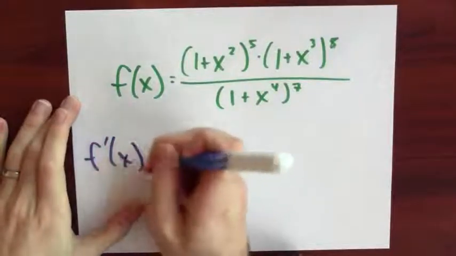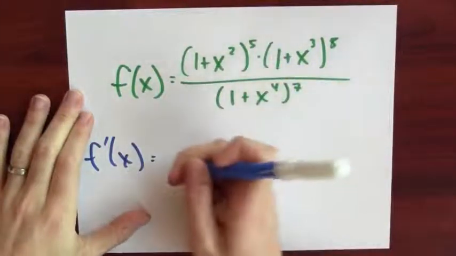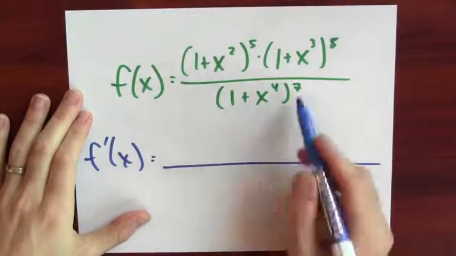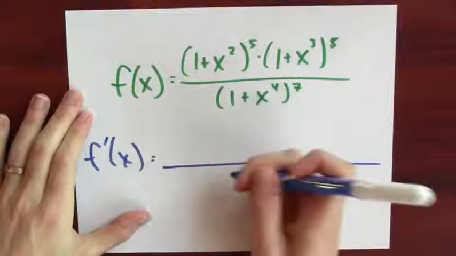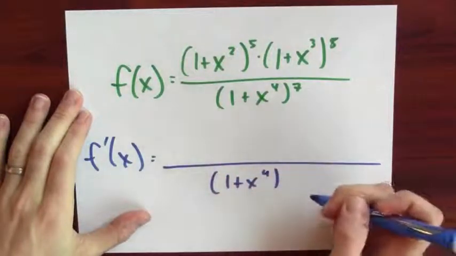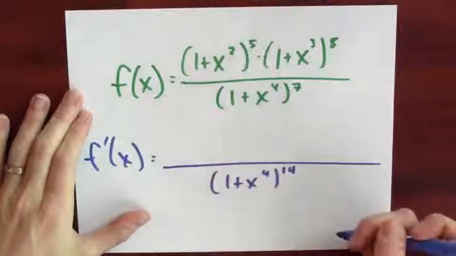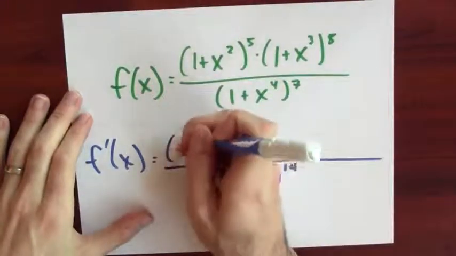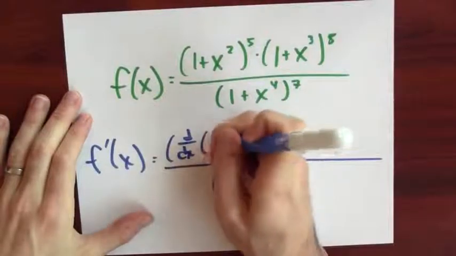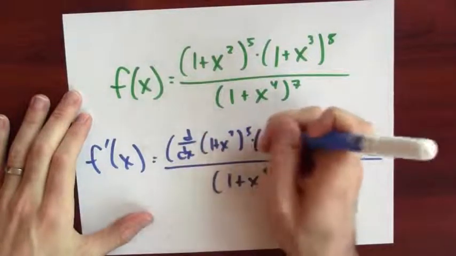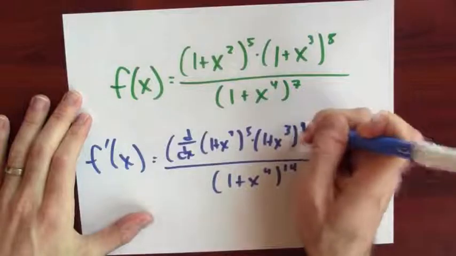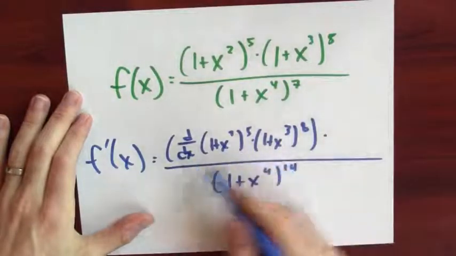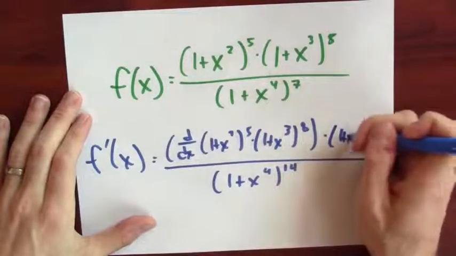Right? What's the derivative of this function? Well, this function's a quotient, so you can use the quotient rule. The denominator of the quotient rule is the original denominator squared, so it's going to be the original denominator now to the 14th power. In the quotient rule, the numerator starts off with the derivative of the original numerator. Now the original numerator is a product, so I'll be able to do this derivative by using the product rule and chain rule. So it's the derivative of the numerator times the denominator.